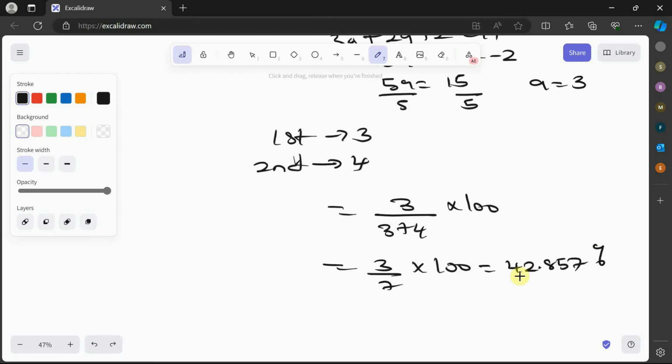42.857%. But they said to 3 significant figures, so that would be 1, 2, 3. This is 5, so this will become 9. So that would be 42.9%. Let's see if we're correct.